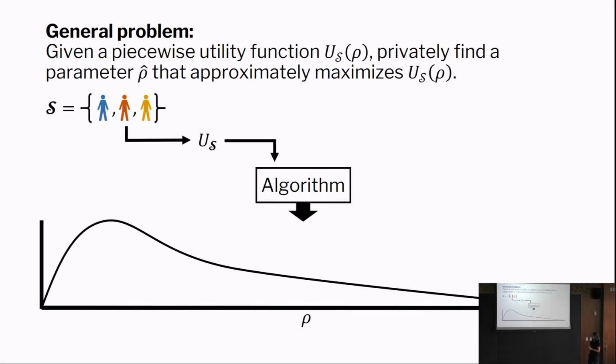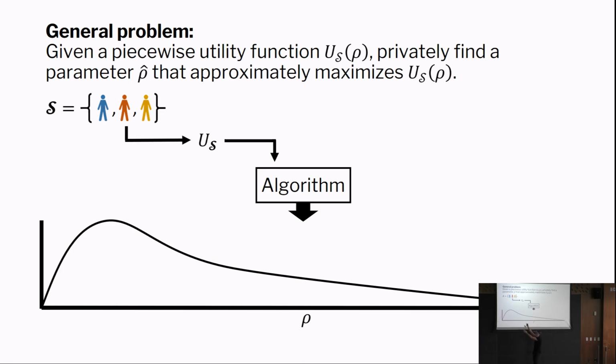Okay, and now I'm just going to describe the general problem one more time to make sure it's clear. So we've got a piecewise utility function that depends on the sample, u_S of rho. So maybe it's average revenue over the sample as a function of the price. And we want to privately find a parameter rho hat that approximately maximizes this data-dependent function.